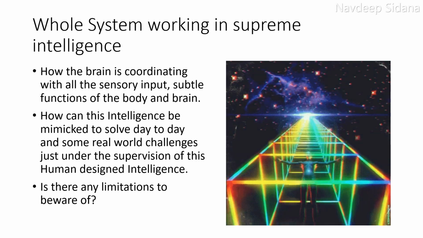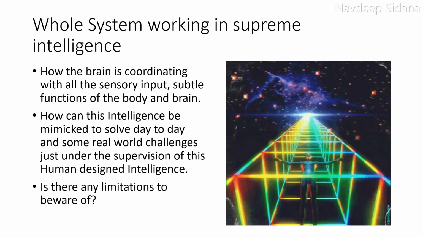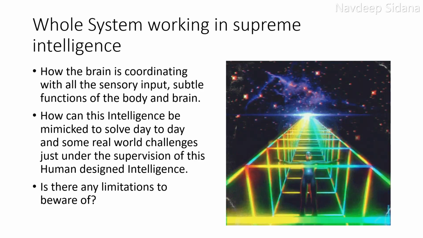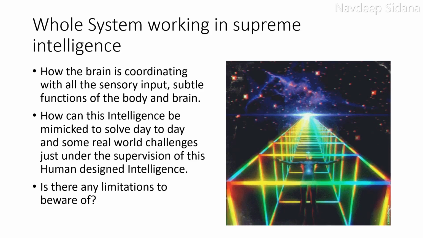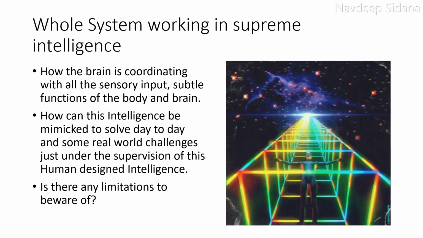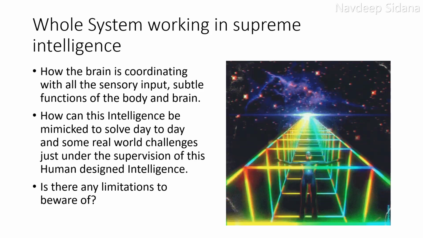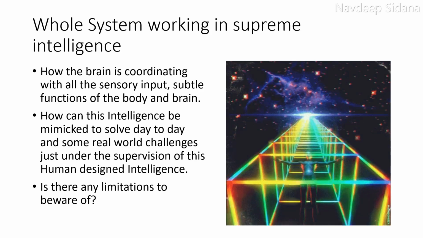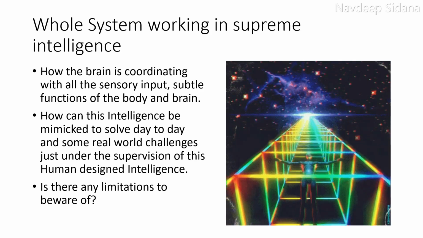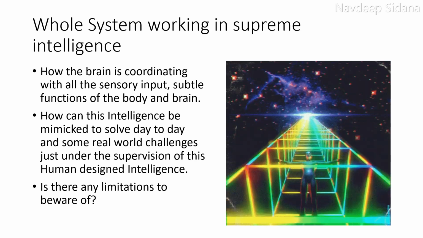What we can comprehend with the study of neuroscience in the field of artificial intelligence, like the way the brain is coordinating with all the sensory input, the subtle functions of the brain which we were just talking about, the heartbeat, the blood pressure, and all of these being governed by the hypothalamus, and then the central and the peripheral nervous system and the parasympathetic nervous system as well, all these functionalities are being controlled by the brain.